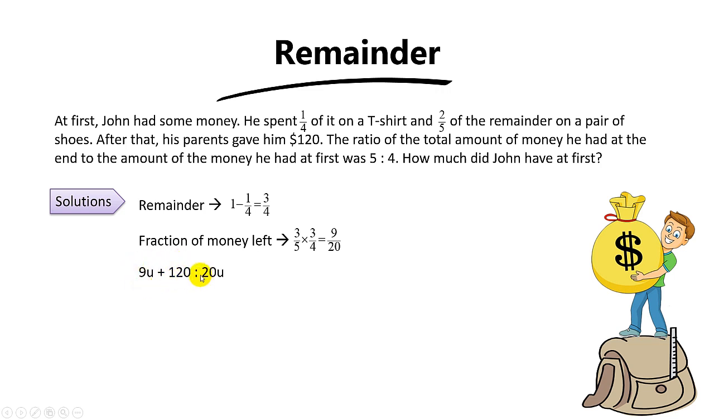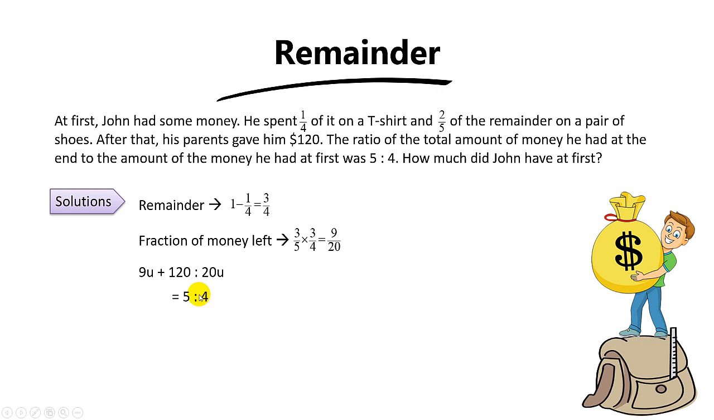This amount, compared to the amount at first, which is 20 units, is in the ratio 5:4. How do you know this? Because of this statement here: the amount of money he had in the end to the amount of money he had at first was 5:4. In other words, this 9 units plus 120 is equivalent to 5 parts, while the 20 units is equivalent to 4 parts. So now we have a units and parts question.